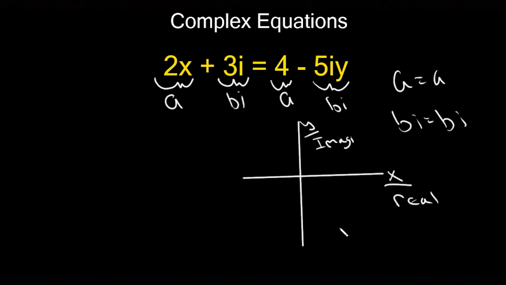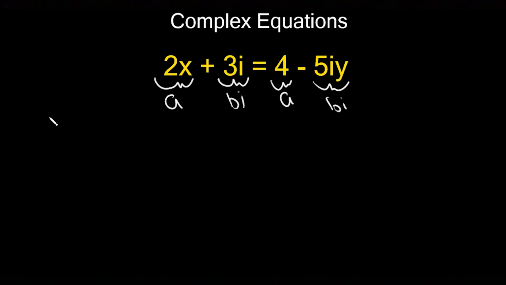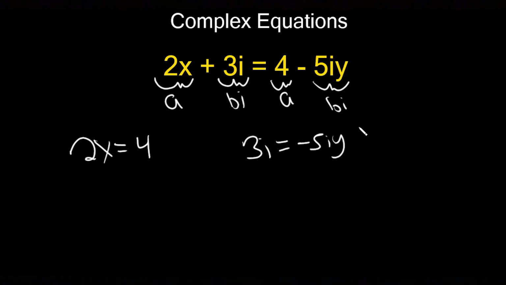How is it going to look? Let me get rid of all this here. So you're actually going to get two equations. Your first equation is going to be 2x equal to 4, okay? Those are my real parts. I'll solve for x and I'll get my answer there, right? Now, doing my imaginary parts, I get 3i equal to negative 5iy, okay?